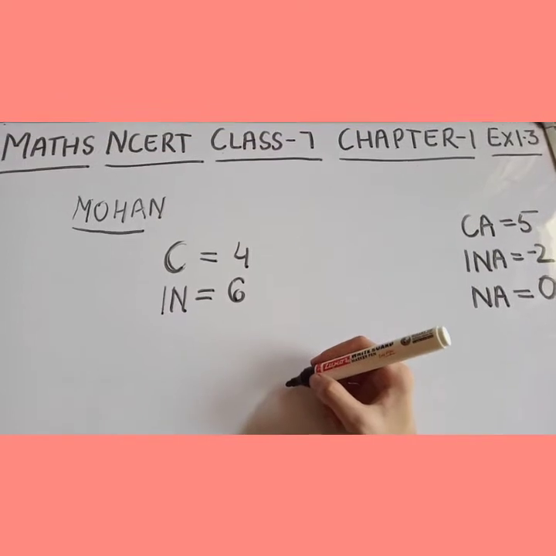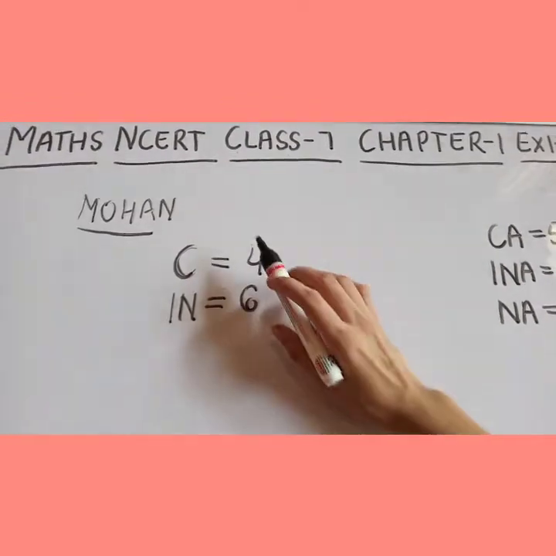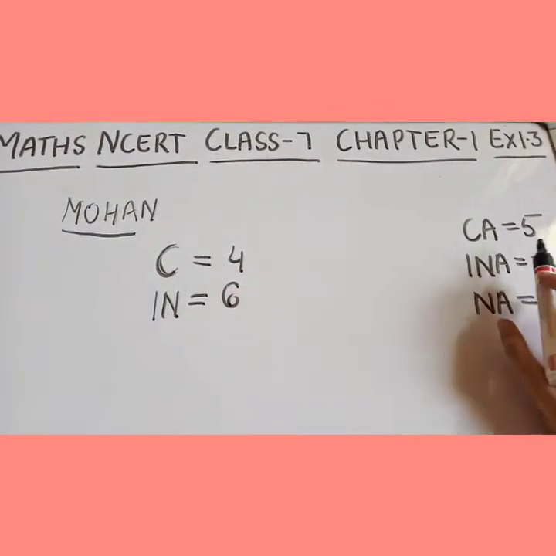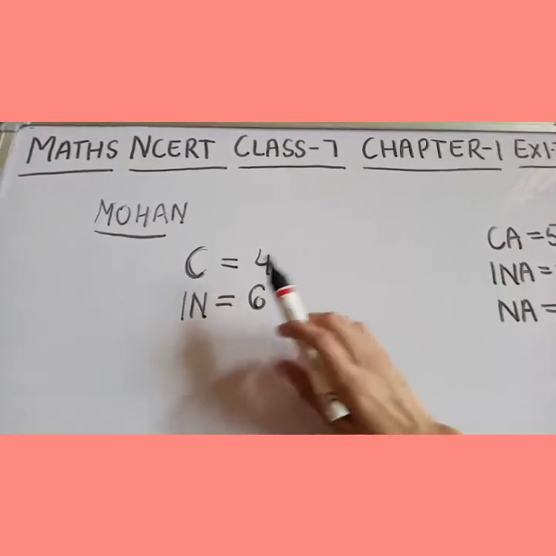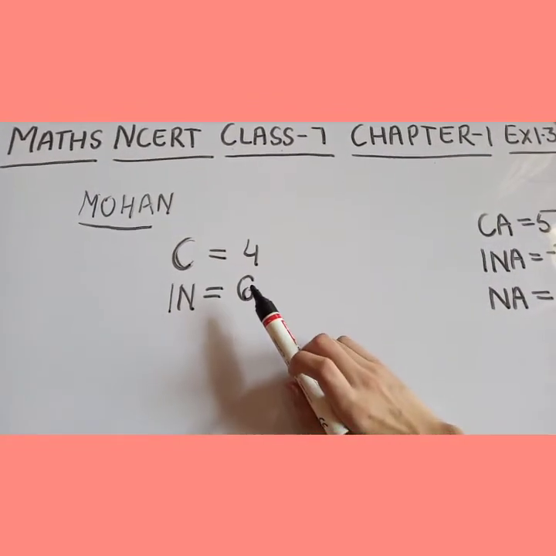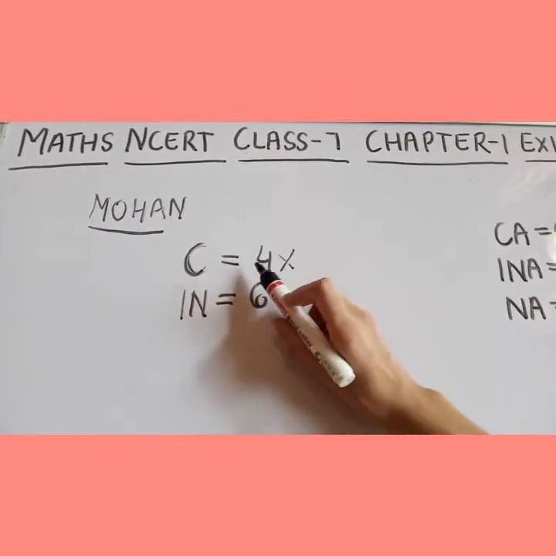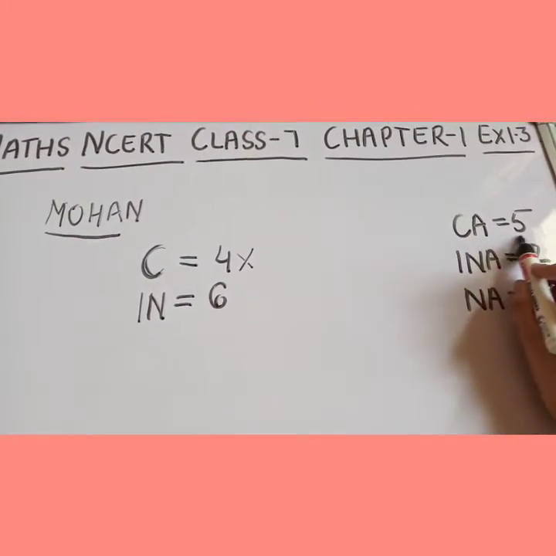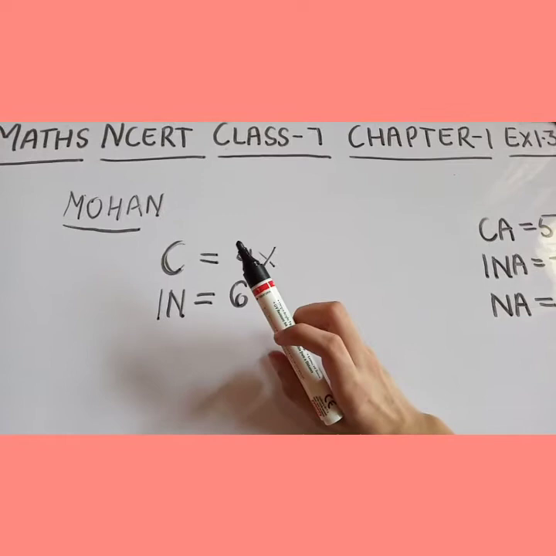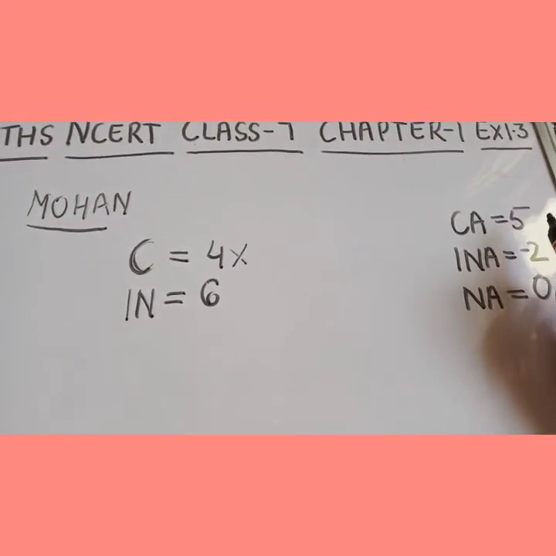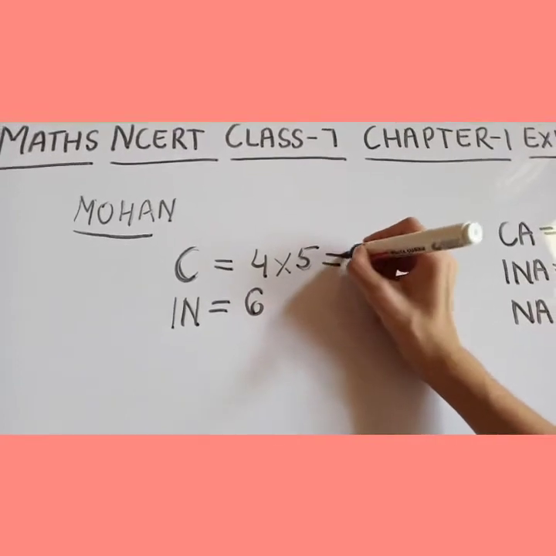Now, as we have to find out the total score of Mohan, what we will do, we will multiply the marks given for correct answers with the number of questions he got correct. Like here, number of questions correct are 4 and marks given for correct answers is 5. So you will multiply 4 by 5 because here 4 are number of correct answers and 5 are the marks of correct answers. So you will multiply it like this.